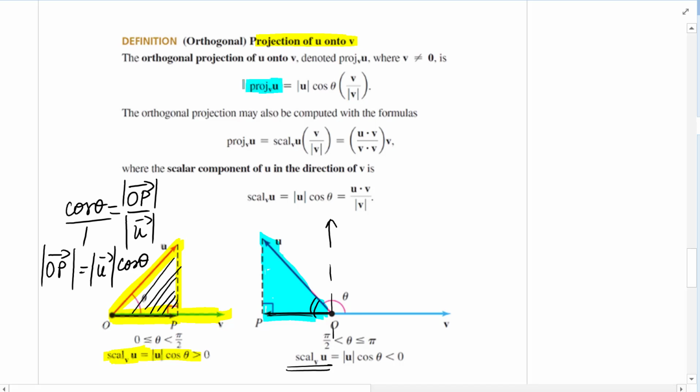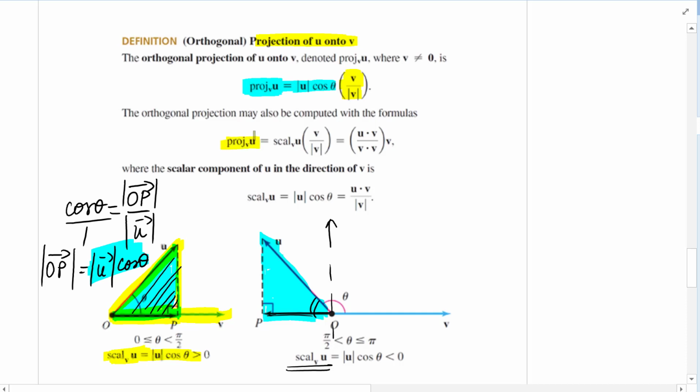So this projection of u onto v, using this right triangle, is going to be u cosine theta, which was OP basically, but that's in its magnitude. So that means we add this vector v over the magnitude of v, which is the unit vector in the direction of v, just to give us the projection as a vector.